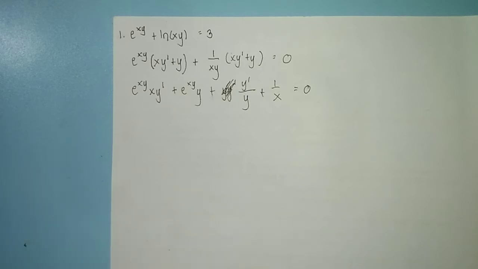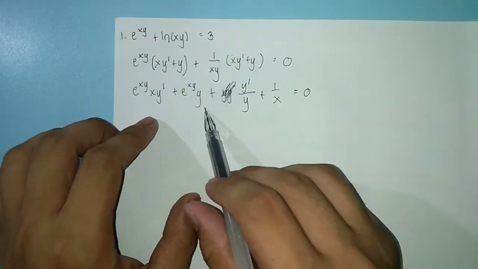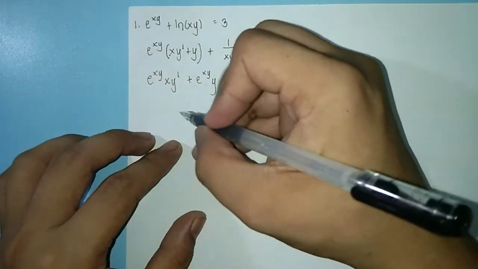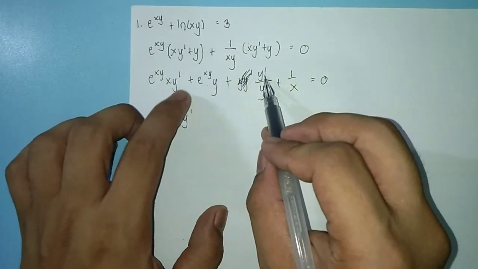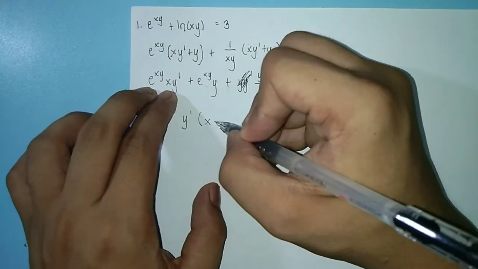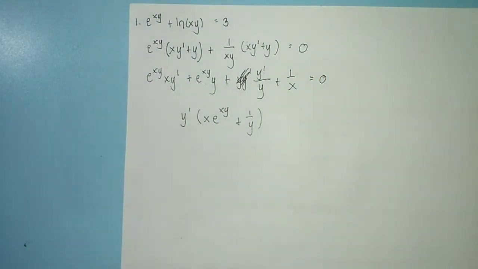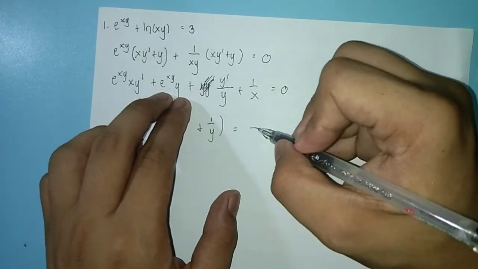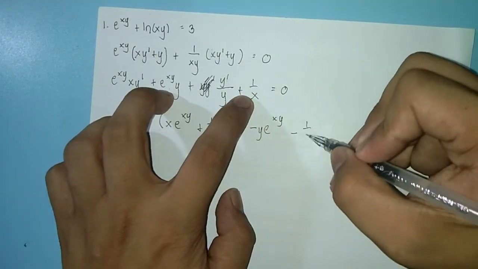Okay? So next, pagsamahin lahat ng mga may y prime. So ito yung mga may y prime, tapos ito naman ilalagay natin sa kabila. Okay? So magiging y prime. So i-factor out na rin natin yung y prime, no? So ang matitira kapag finactor out natin, dito ang matitira ay x e raised to xy. Dito naman ang matitira 1 over y. Okay? Equals, dito naman, ilipat natin sa kabila, magiging negative e raised to xy or y e raised to xy. So dito, magiging negative 1 over x.